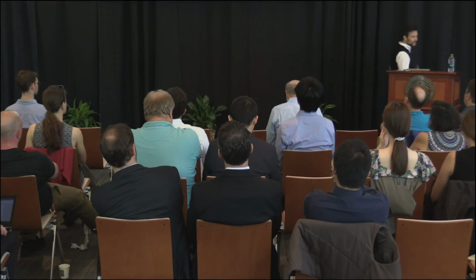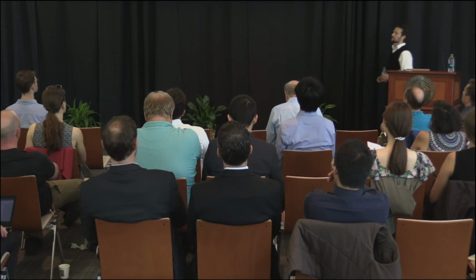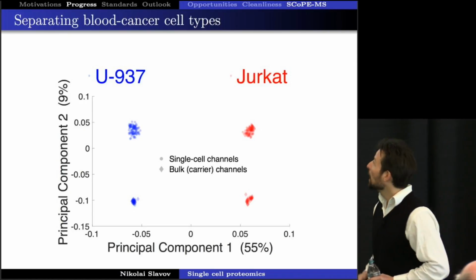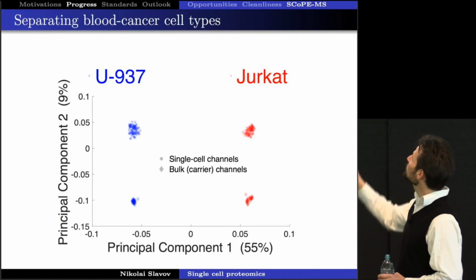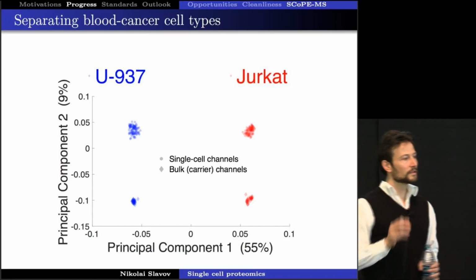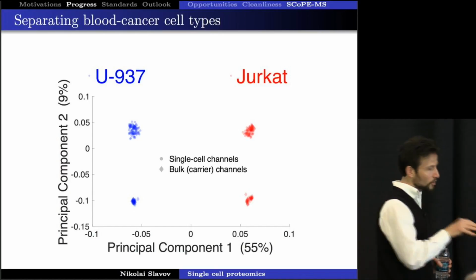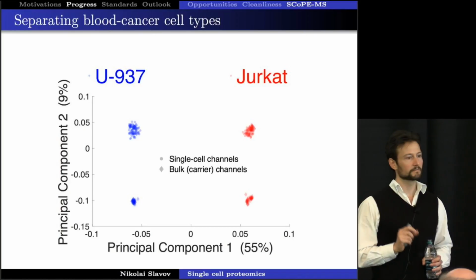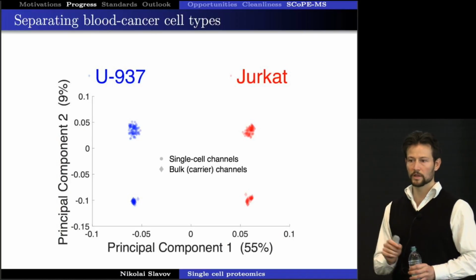But I spent a lot of time talking about throughput, and now I'm showing you a couple of single cell channels. So we did do many hundreds of single cells of doing those injections, at least of the diluted sample. And this is what I'm showing you here. So we had a few hundred U937 cells, a few hundred Jurkat cells that were barcoded within SCoPE-MS sets, and those sets were run one after another.